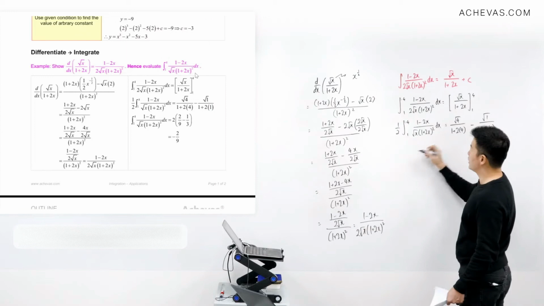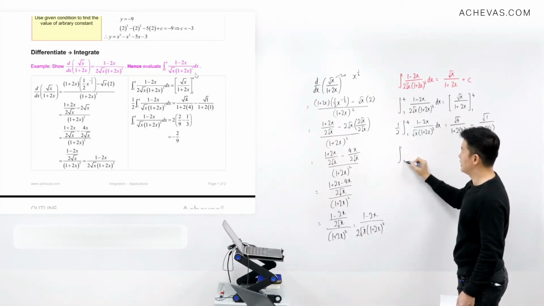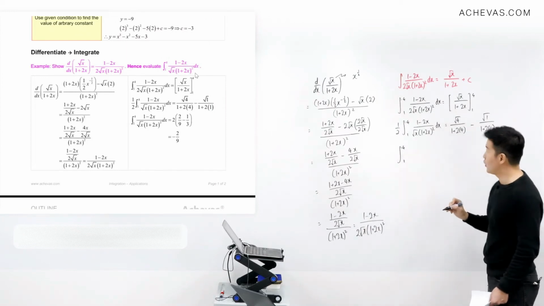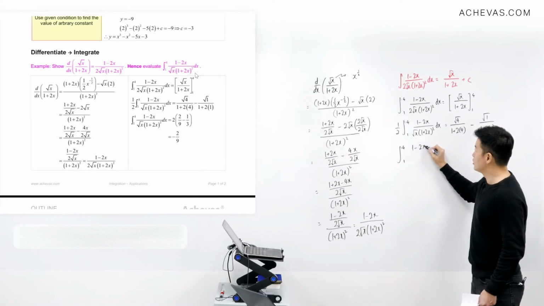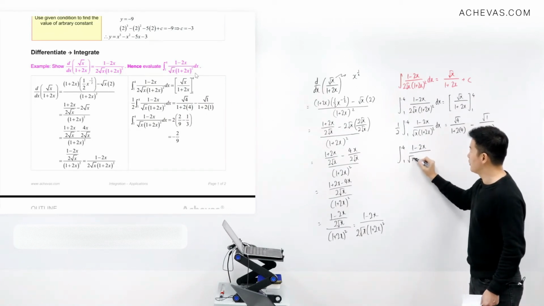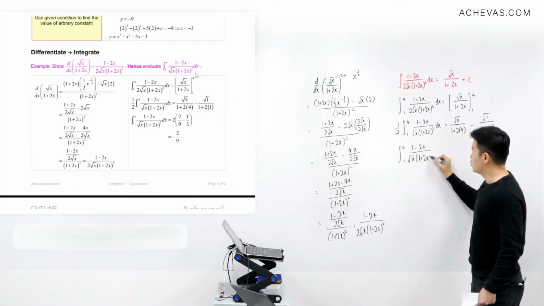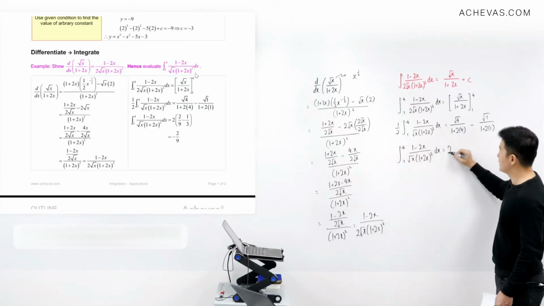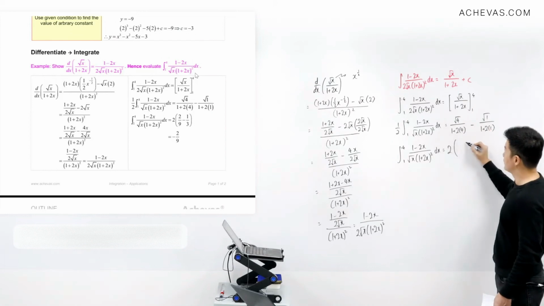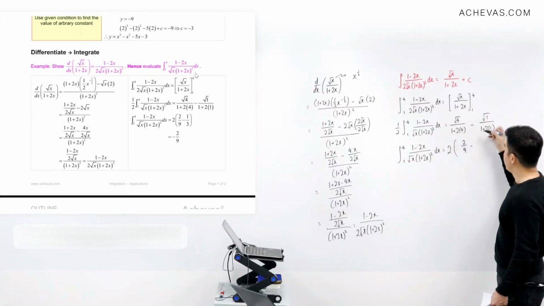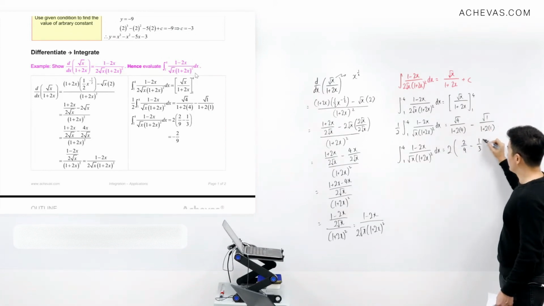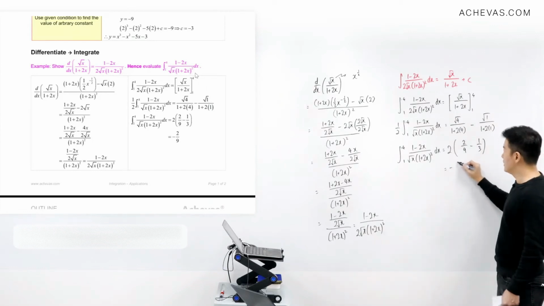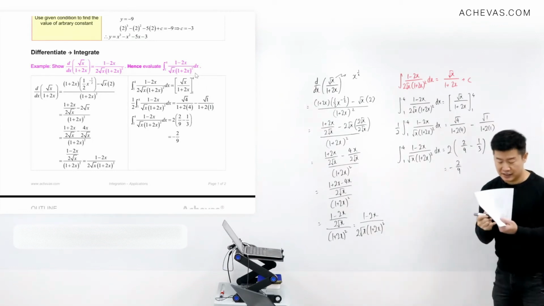So this 2, I'm going to bring over to the other side. On the left hand side, it is going to be the integral from 1 to 4 of (1 minus 2x) over square root of x times (1 plus 2x) squared. Since I multiply the 2 across to the other side, it's going to be 2 times this. This is going to be 2 over 9, minus 1 over 3. So my answer here is minus 2 over 9.